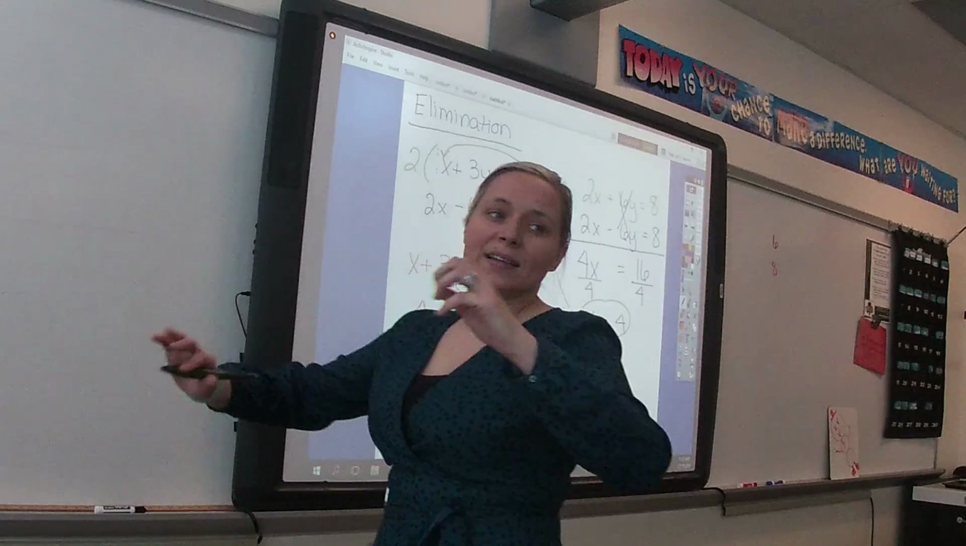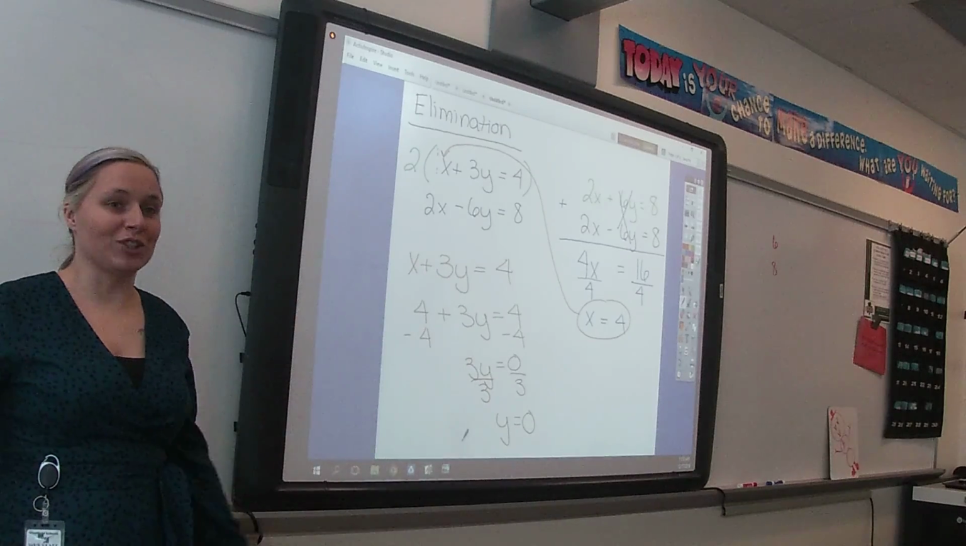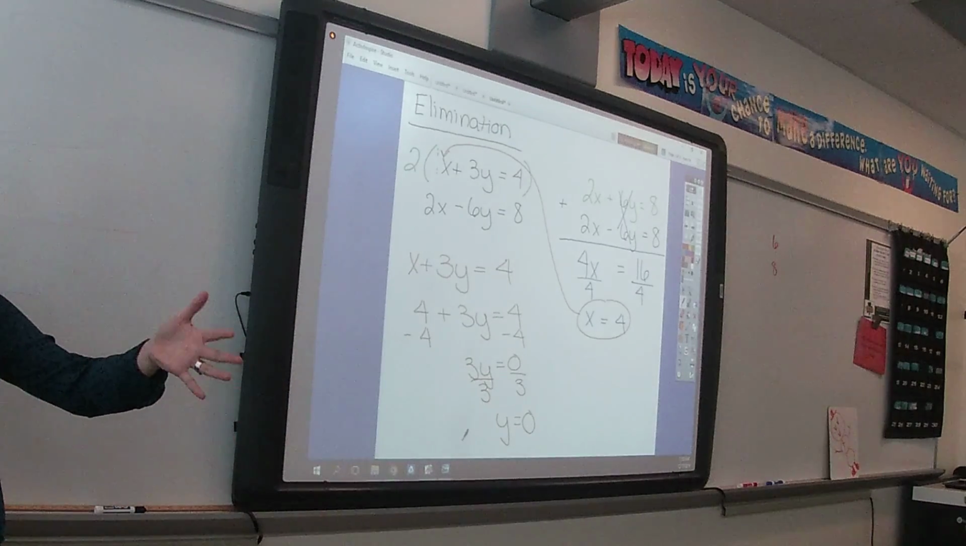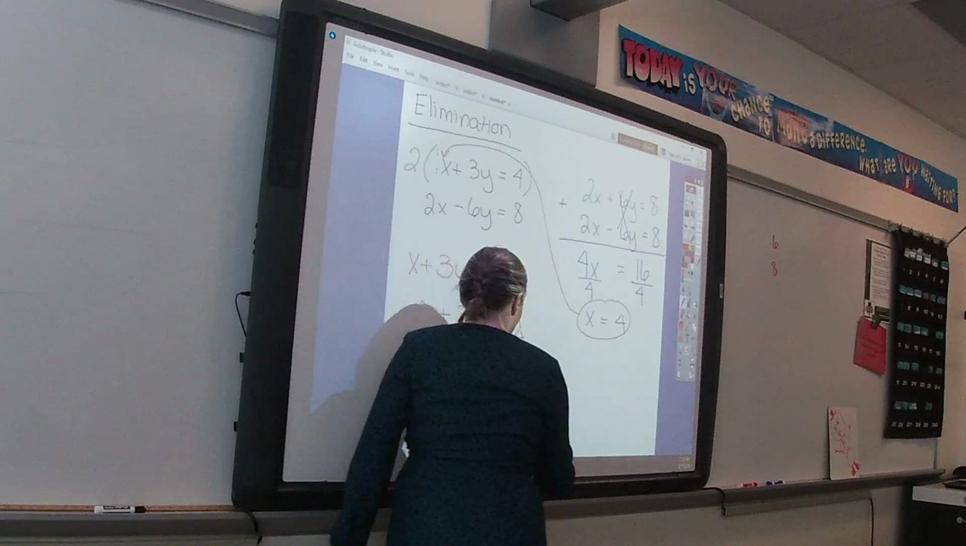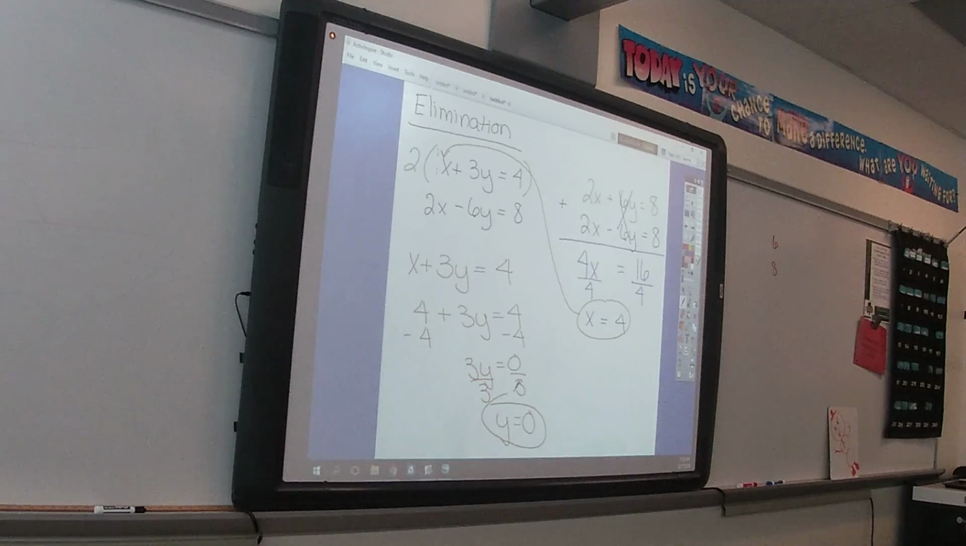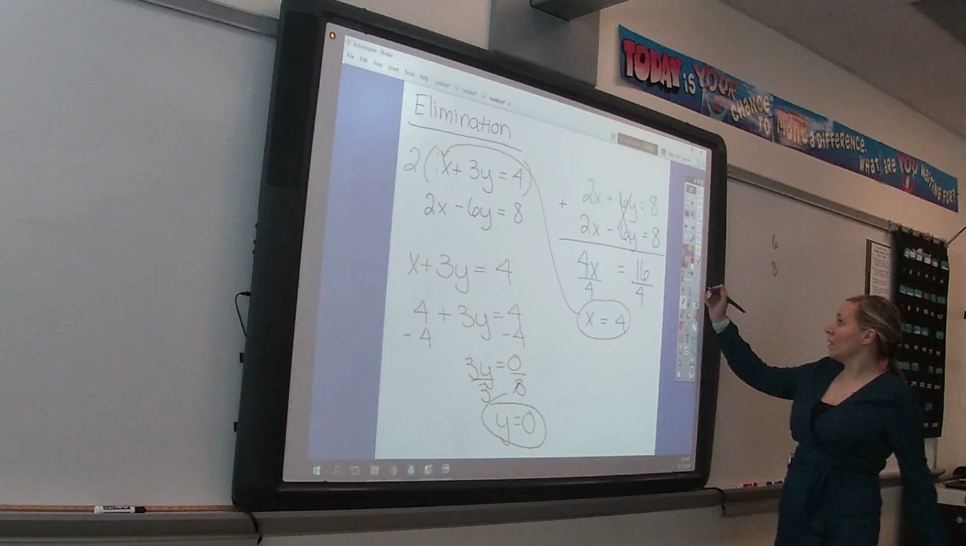Right, so your work looks nothing alike if you plug into another equation except for the final answer. Yes, and have 6y equals 0. And then you divide by 6, you'll still get 0. So if we were to write this as an ordered pair, what would we get? 4 comma 0.